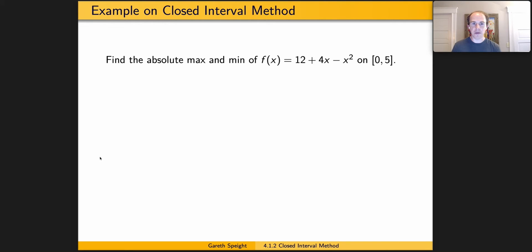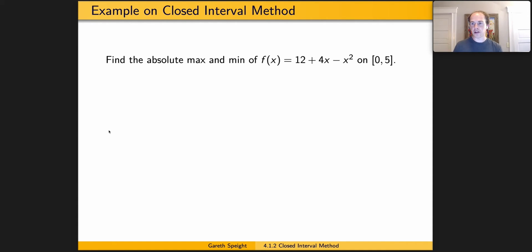Going away from the theory, let's go to the example and see what we actually need to do. Let's try to find the absolute max and min of this function on the closed bounded interval [0, 5]. It's a continuous function on a closed bounded interval, and we want the absolute max and absolute min. If you ever see a problem like this, I'm 99% sure that you're going to have to use the closed interval method.